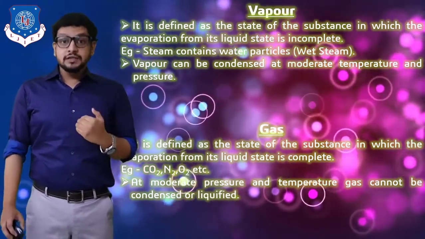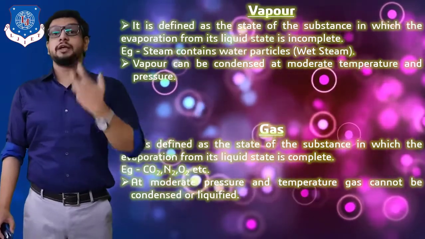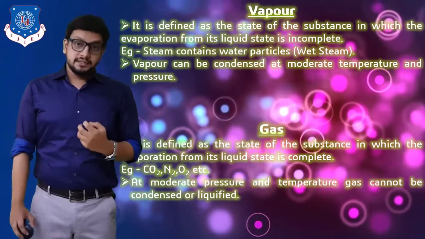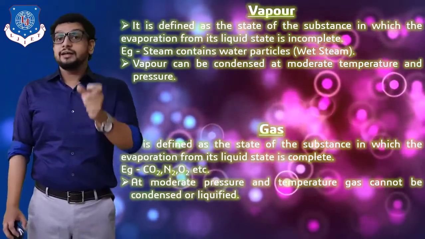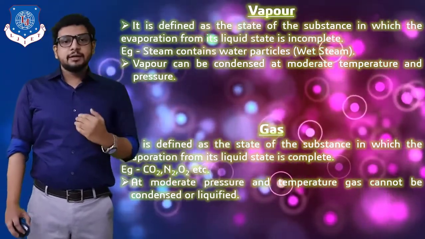Similarly, carbon dioxide undergoes direct sublimation at minus 44 degrees Celsius. So this applies directly to gases, that is, condensation of a gas is not possible at moderate pressure and temperature.